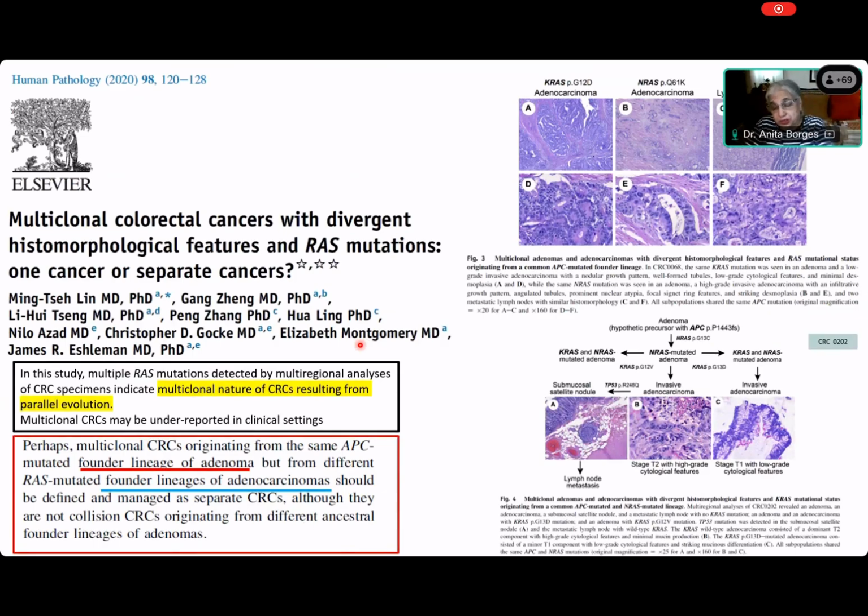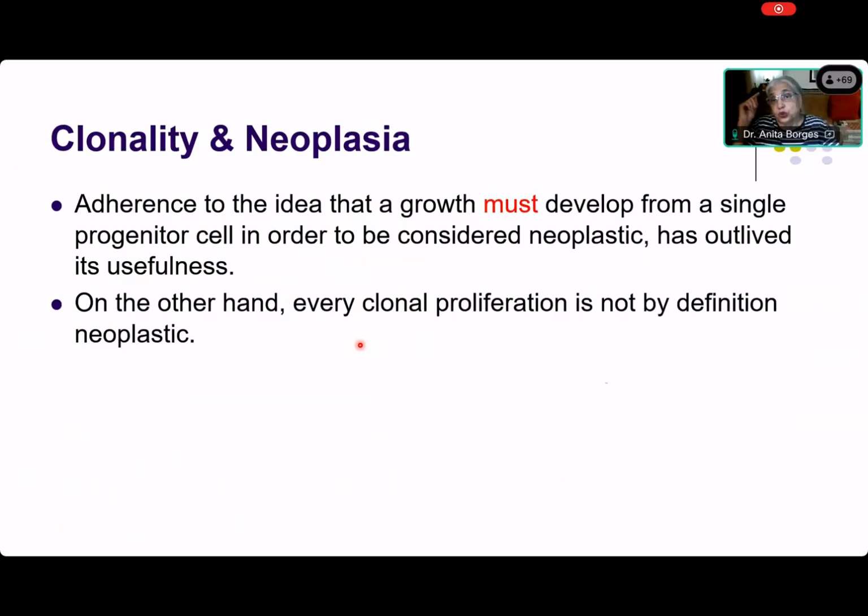And the more that we think about it, perhaps we have to move away from this simple somatic mutation theory, that there is one tumor cell that becomes abnormal, that gets mutated, or in which there's a translocation or some other event in its genome, and the progeny of that tumor cell then form the tumor. So I think that we have to get away from the idea that growth must develop from a single progenitor cell in order to be considered neoplastic.